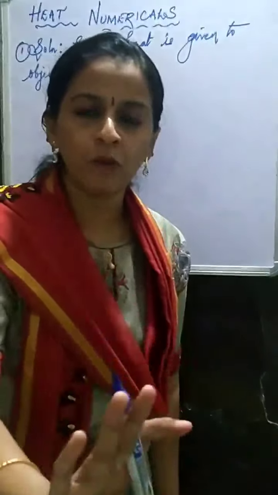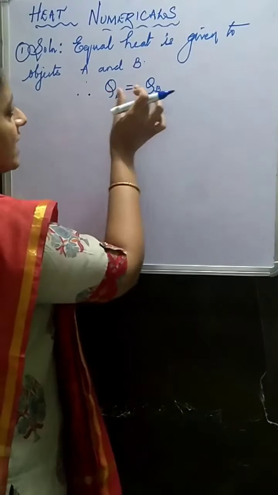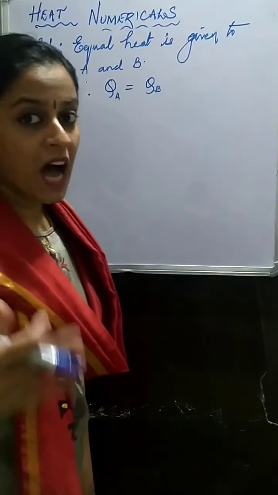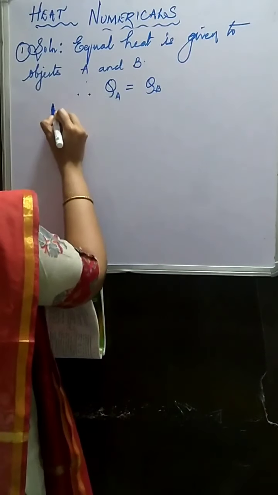Equal heat is given to A and B. This means the heat for object A is equal to heat for object B. Also, the mass is also the same. Okay. Write the next one.